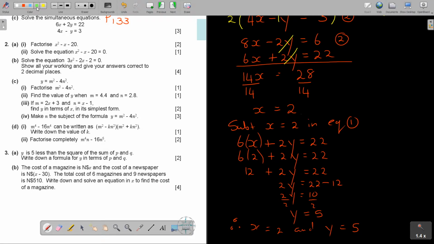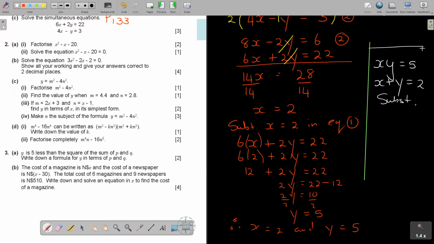Can I just say, if you get an equation, and it's not in this case, but say for example, you get xy equals 5 and x plus y equals 2. Say there's a multiplication, then you must follow the method of substitution. But if you have separate terms, I think elimination is the best. Okay, let's go on.